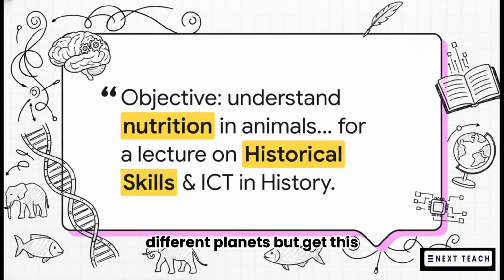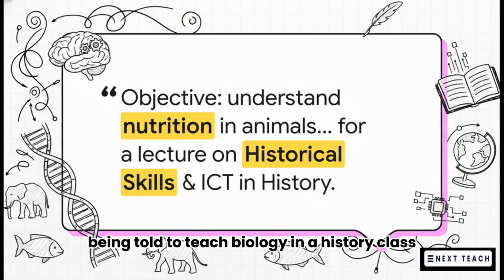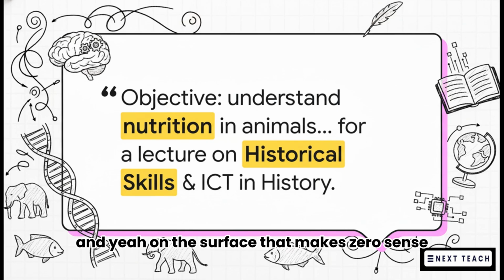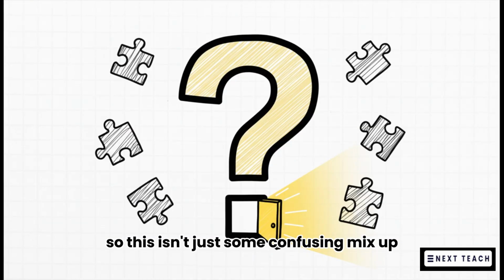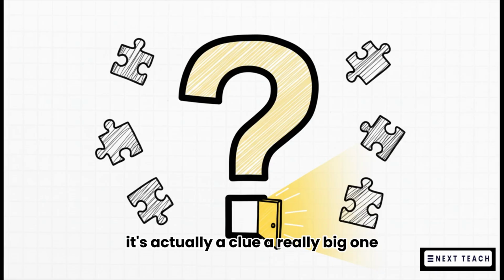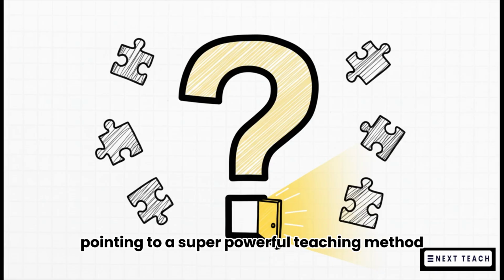But get this, it's not a mistake. This is a real instruction from a guide for Nigerian history teachers. They are literally being told to teach biology in a history class. And yeah, on the surface, that makes zero sense. So this isn't just some confusing mix-up. It's actually a clue, a really big one, pointing to a super powerful teaching method.